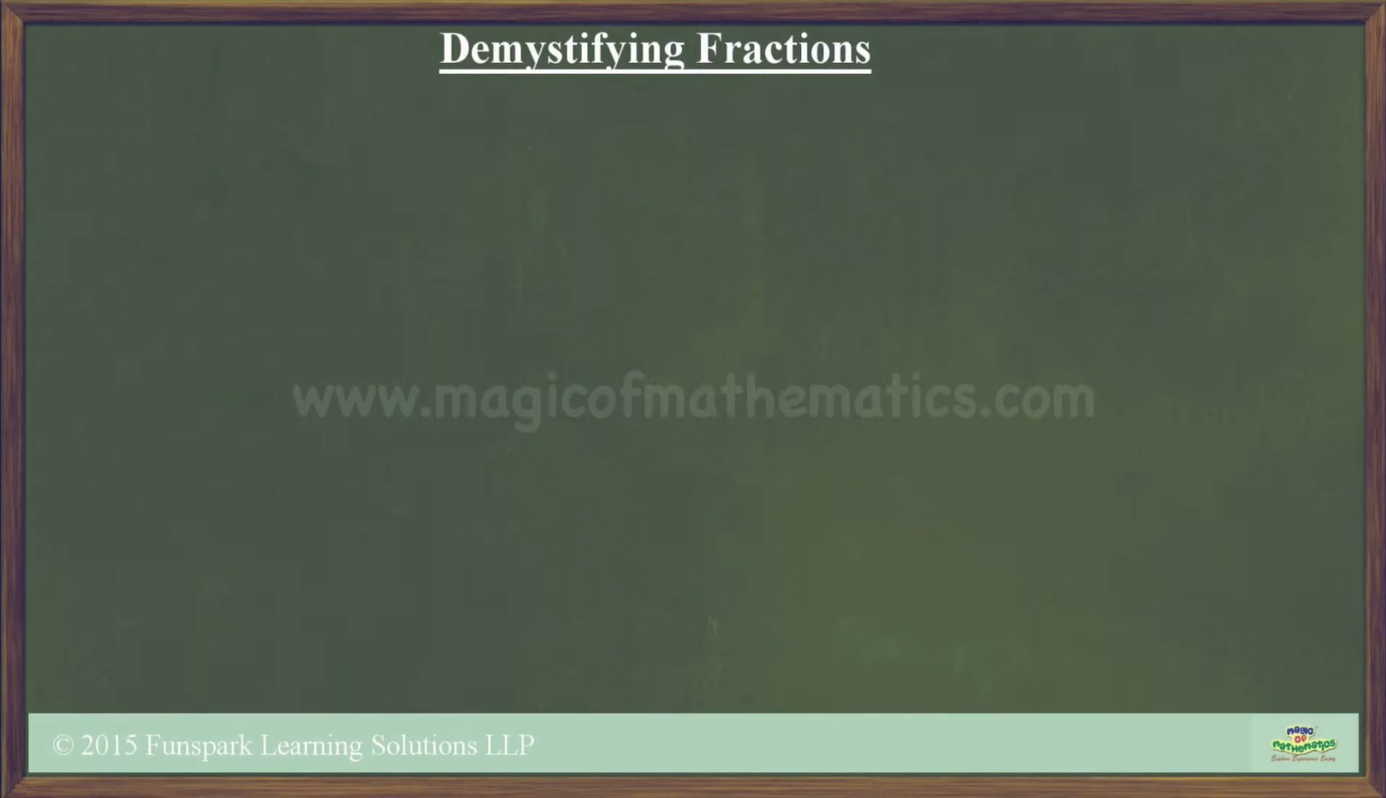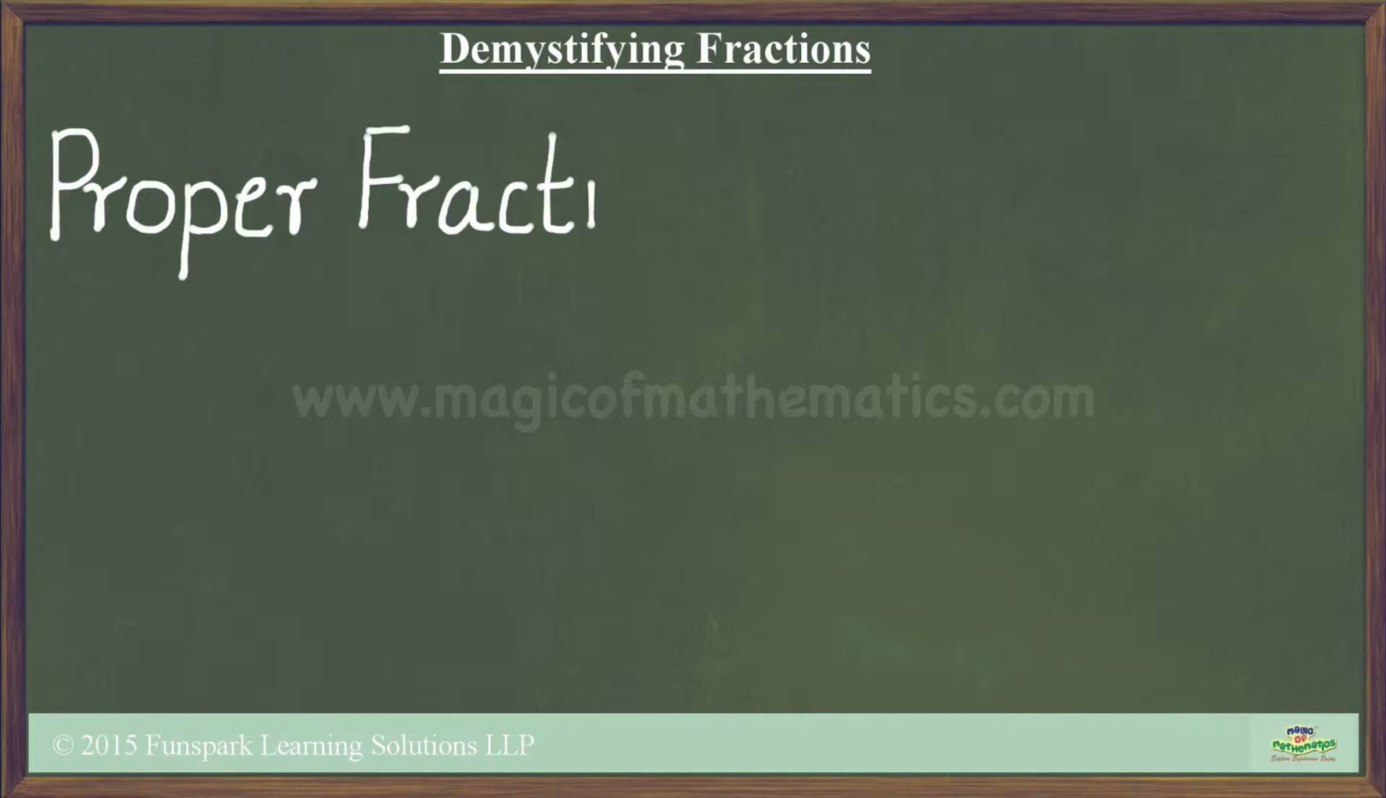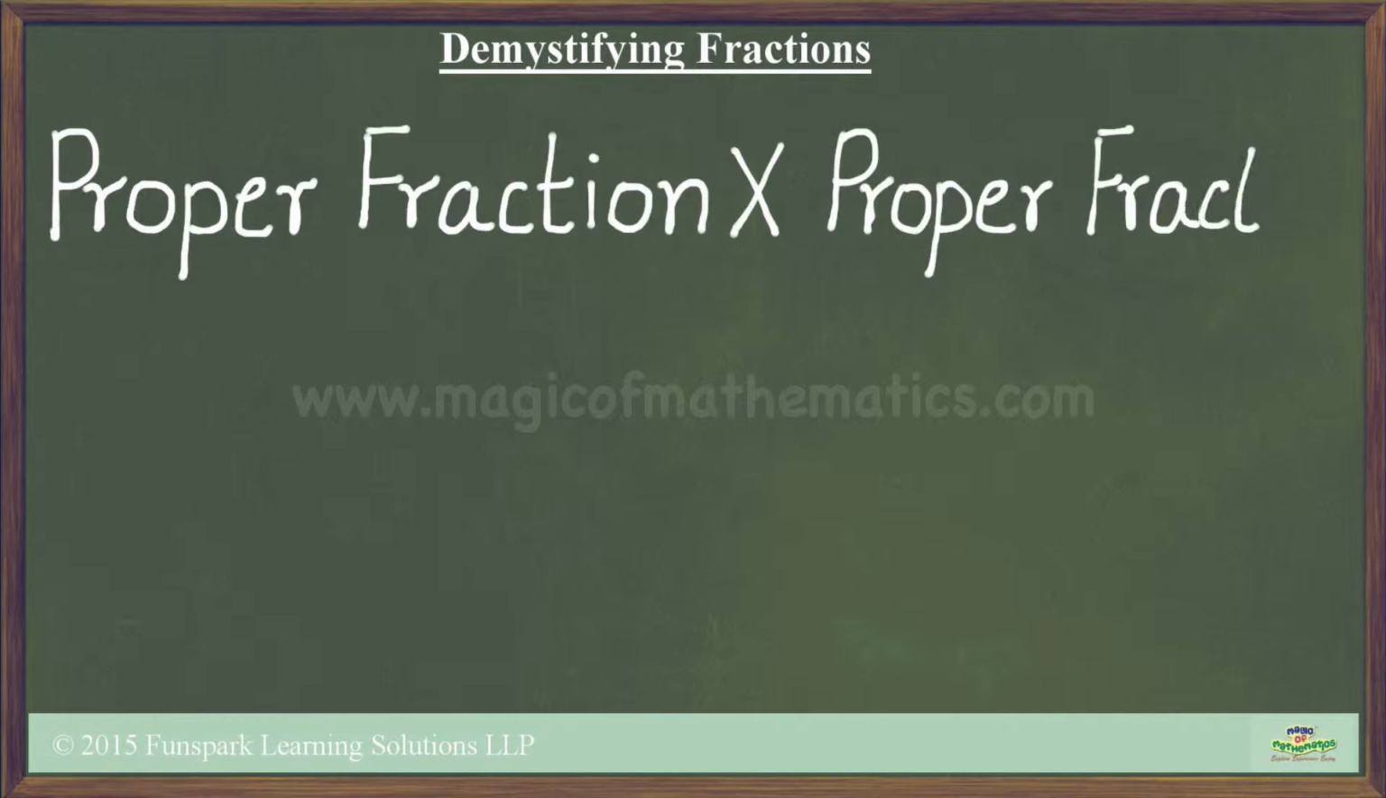When we want to look at multiplications involving two fractions, there are various cases possible, as each of the two fractions involved could be a proper fraction, an improper fraction, or a mixed fraction. In this video, I will look at a proper fraction times another proper fraction. An example of this being 3 by 8 times 2 by 3. I will use this example to look at multiplications involving two proper fractions.